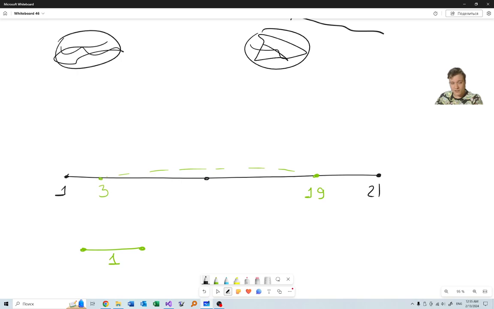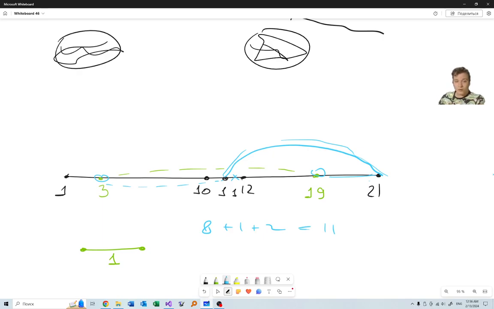However, now I take the vertex number 10, I remove this edge, and instead I put, for example, this edge. No, not like this. This edge. I remove this one and add this one. Now this path from 3 to 19 is odd, because I need 8 edges here, plus 1 edge here, and plus 2 edges here, which is 11. And moreover, everything between this half and this half is broken.